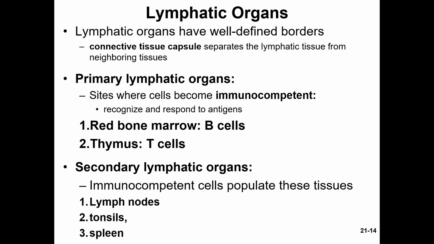So lymphatic organs have well-defined borders. They have a connective tissue capsule that separates the lymphatic tissue from neighboring tissues. The primary lymphatic organs are sites where cells become immunocompetent and recognize and respond to antigens. Red bone marrow, for B cells, and the thymus, for T cells. Secondary lymphatic organs are where immunocompetent cells populate these tissues. This would be lymph nodes, tonsils, and spleen.